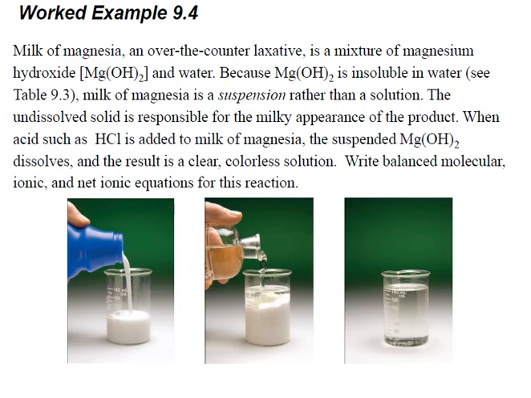When acid, such as hydrochloric acid, is added to the milk of magnesia, the suspended magnesium hydroxide then dissolves, and the result is a clear, colorless solution. Write balanced molecular, ionic, and net ionic equations for this reaction. And we got a nice picture down at the bottom showing the magnesium hydroxide suspension. This looks like a bottle of hydrochloric acid being added. And then we got our clear, colorless solution.